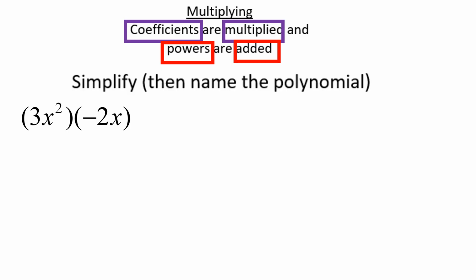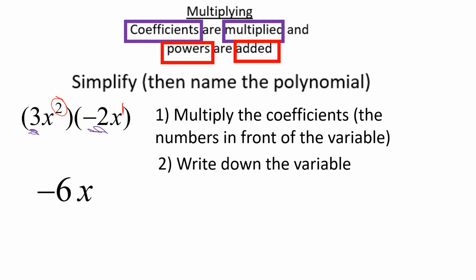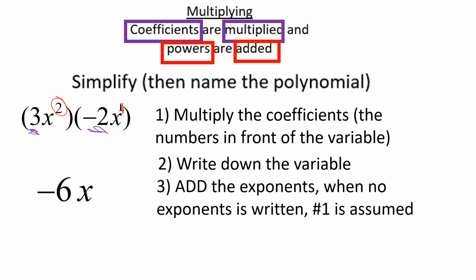If I have 3x squared times negative 2x, the coefficient is the number in front. So this 3 is a coefficient and this negative 2 is a coefficient. The power is the exponent. So that's 2. And if there's no exponent that you can see, then 1 is always assumed. So I'm going to multiply the coefficients, but I'm going to add the exponents. So I'm going to put the x down, and then I'm going to add the powers. So 2 plus 1 is 3.